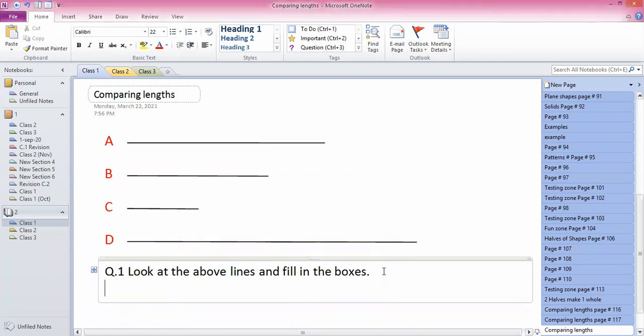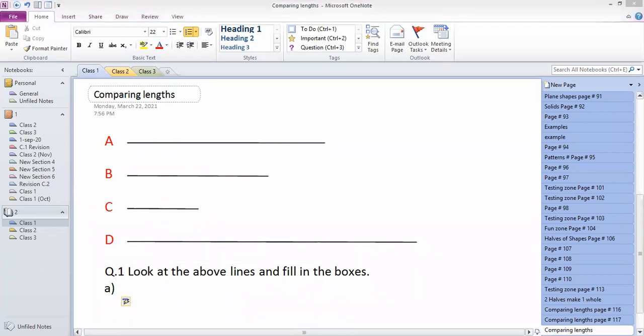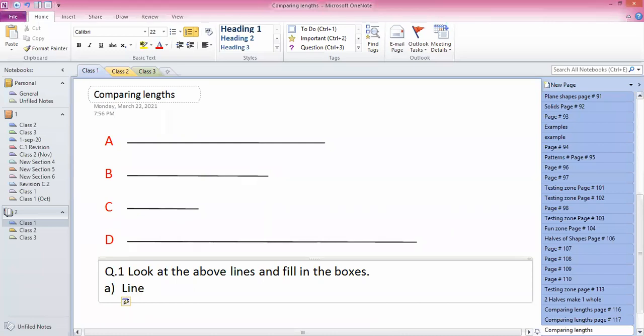I'm going to write question number 1A. Question number 1: look at the above lines and fill in the boxes. 1A: Line A is dash than line B. Shorter, longer.